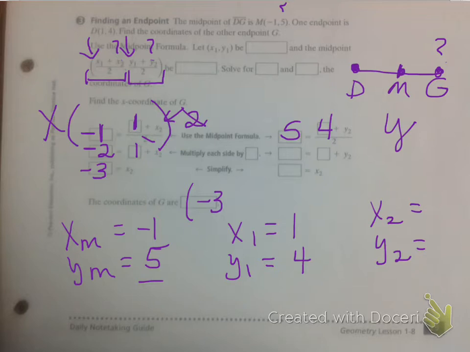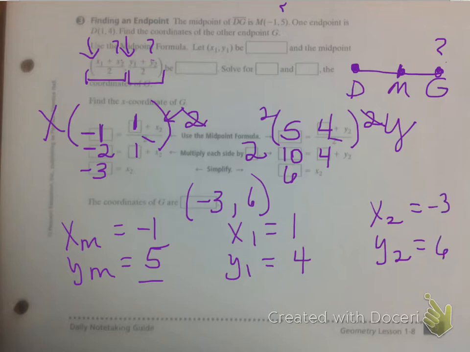Now we're going to get rid of the 2. So we're going to multiply each side by 2. And when we do that, we get rid of this half here. But then I need to multiply this side by 2 also, and I get the 10. And then now I'm left with 4 plus y2 is equal to 10. So I subtract the 4 to the other side, and I get 6. And so my y2 is 6. So my other endpoint for G is negative 3, 6. Okay, this is totally doable.